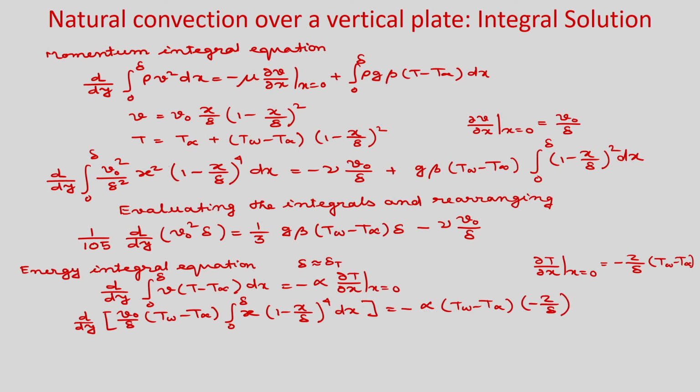So, just rearranging, okay, you will get 1 by 60 d/dy of v naught delta is equal to alpha by delta. Okay, so, you can see we have got first order ordinary differential equation. So, this is one equation and this is another equation, these are first order ordinary differential equations, and we need to find V naught and delta from here.